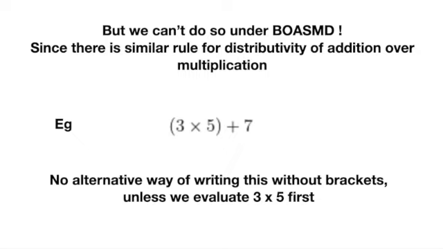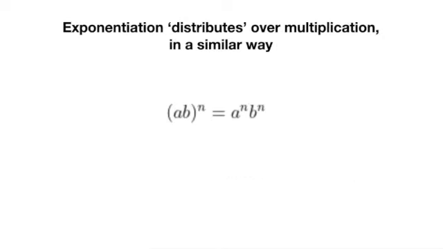As for why exponentiation comes before multiplication, you might have seen a rule which suggests that exponentiation distributes over multiplication in an analogous way to addition and multiplication above. All this reasoning would be the first reason why BODMAS is the preferred and superior system.